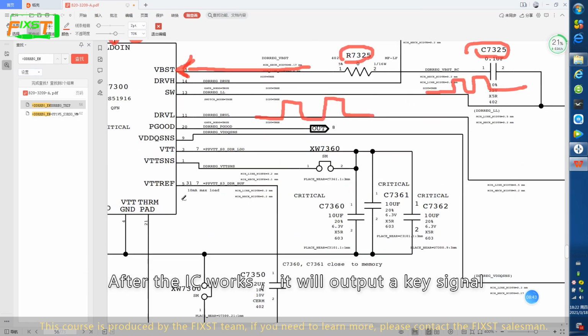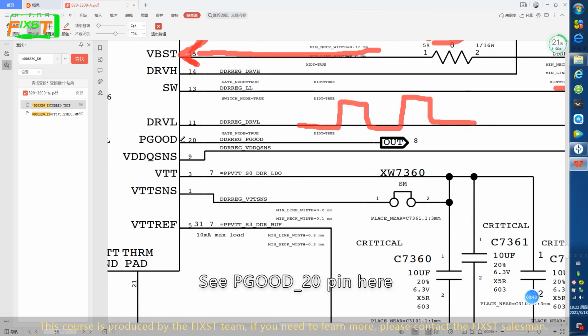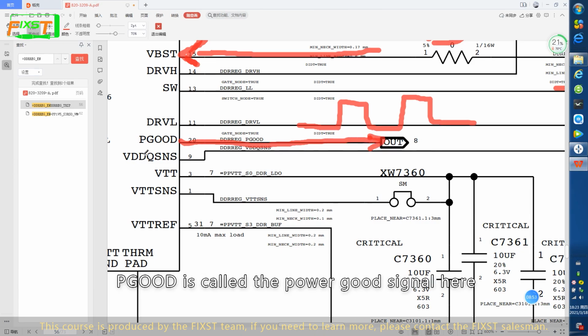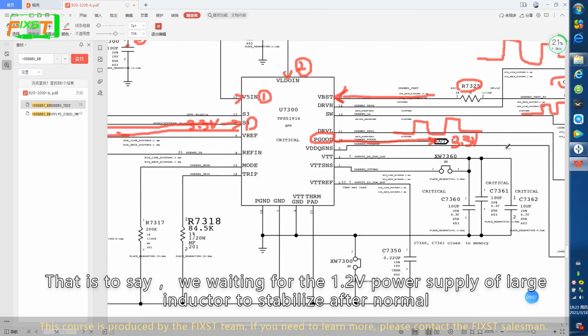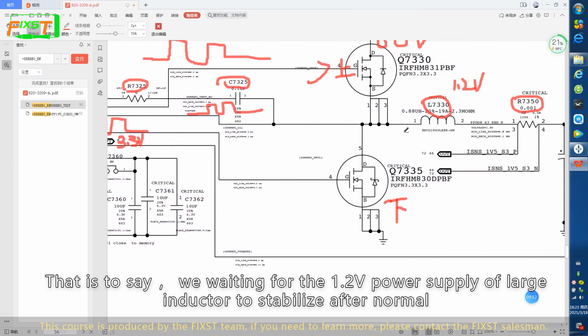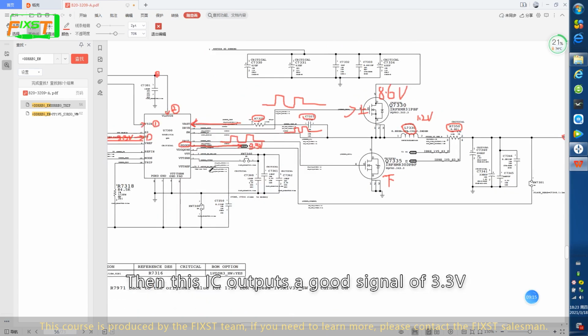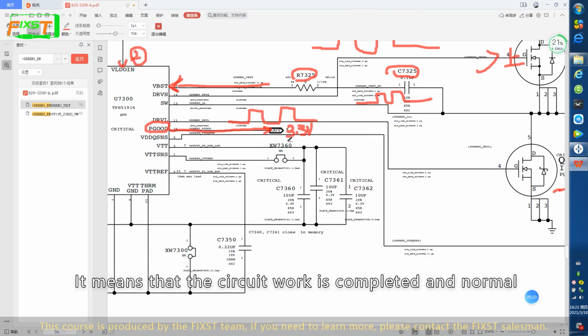After the IC works, it will output a key signal. See the power grid 20 pin here. Power grid is called the power grid signal here. Power grid on the mat is default 3.3 volt. That is to say, we're waiting for the 1.2 volt power supply of the large inductor to stabilize after normal. Then this IC outputs a grid signal of 3.3 volt. It means that the circuit work is completed and normal.